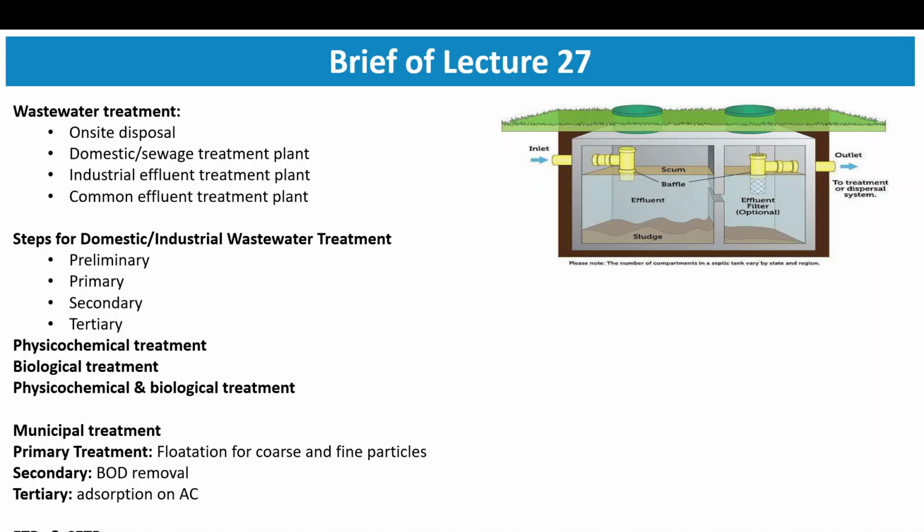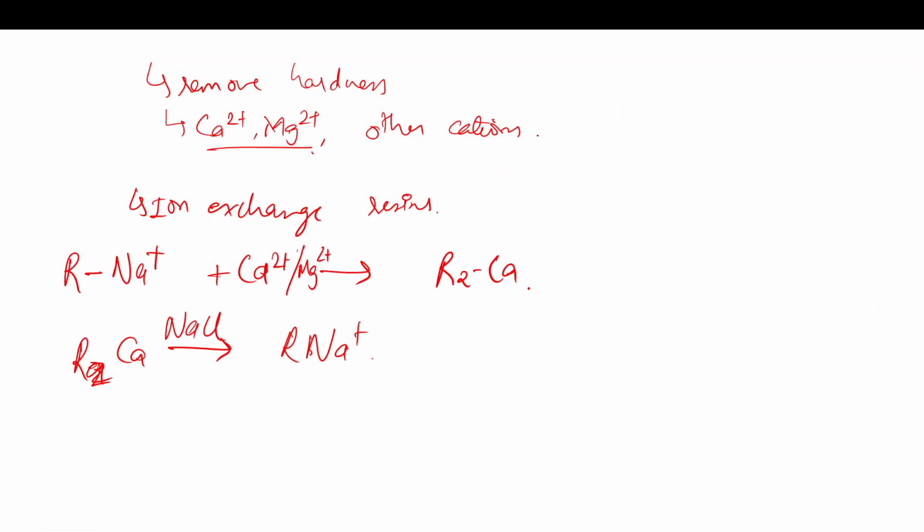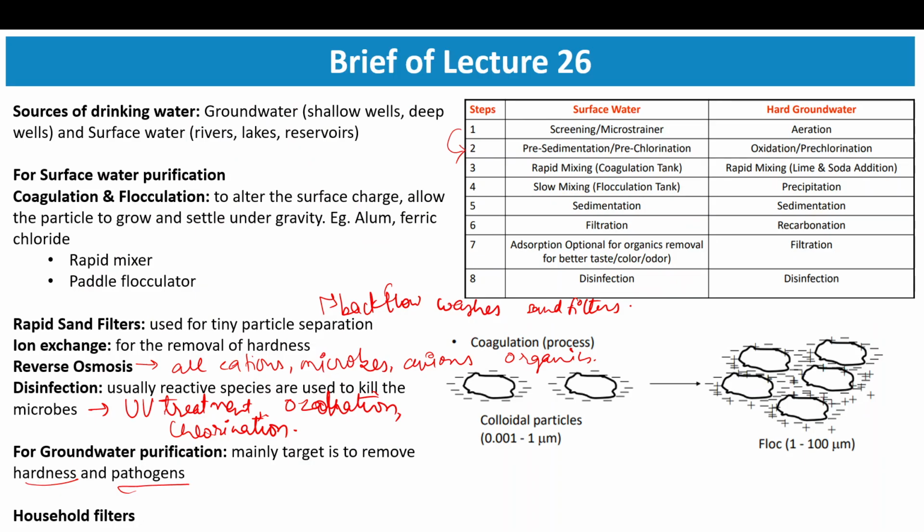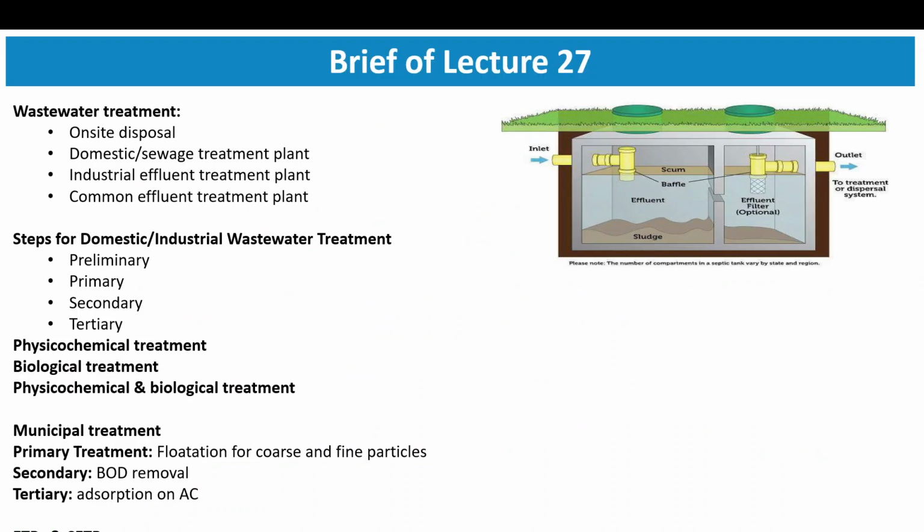Now let's talk about the wastewater which is generated. This was all about purification of water from groundwater and surface water, where our direct application is drinking purposes. But if we generate wastewaters from our households and industries, then that requires a completely different treatment procedure.